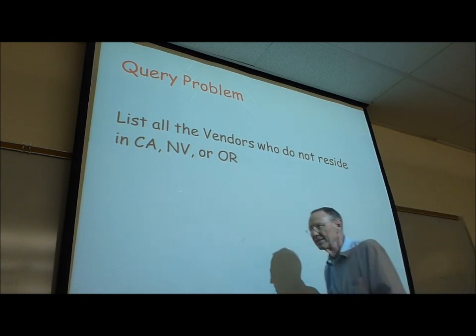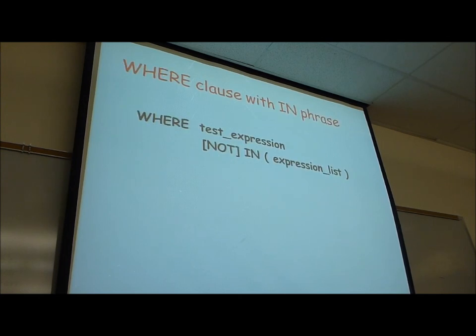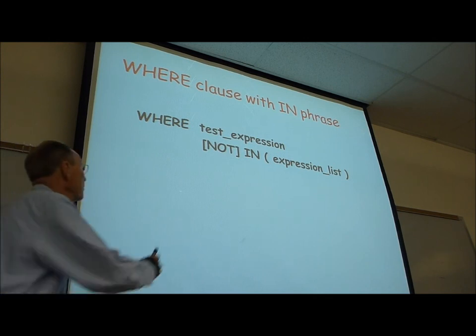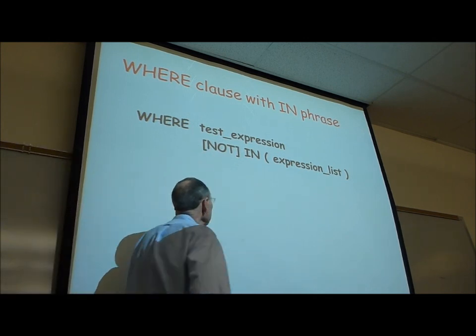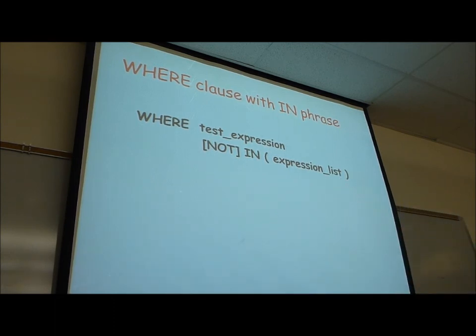Okay. So we got a nice way. So this is a place where we use the not operator. And not only that, we can put this into a list. So basically this is a shorthand for an or. Okay, except it's a lot nicer. So it's going to be where the test expression, not, we're going to be using that not. It's not in this list. So if you're not in Nevada or Oregon or California, hey, you're good. We're going to list you out. Okay?